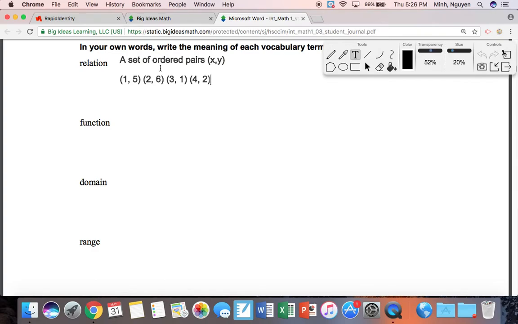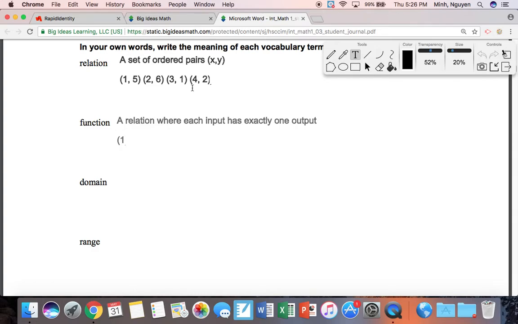A function is a relation, which means a set of ordered pairs, where each input has exactly one output. So for instance, you saw in the last one, I said (1, 5), (2, 6), (3, 1), (4, 2). That applies here as well. Something that would be a no-no, so a poor example, would be something like this.